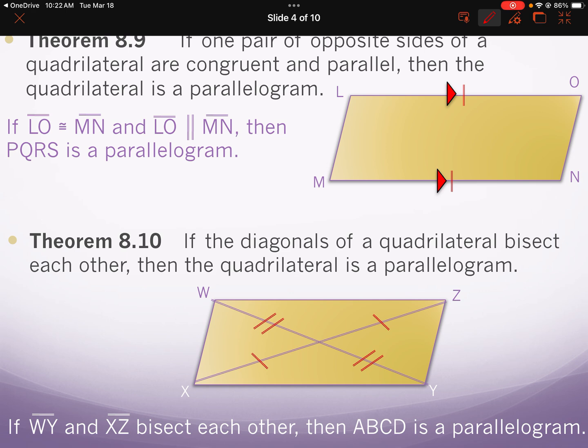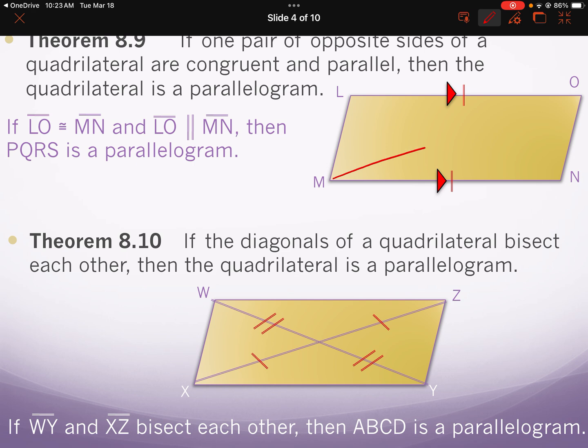Theorem 8.9 is a different type of theorem. If you notice, those previous 2 were converses of things we've already learned. This theorem 8.9 is really its own theorem. It says that if one pair of opposite sides of a quadrilateral are congruent and parallel, then the quadrilateral is a parallelogram. So you have to have the parallel marks and the congruent marks on the same pair of opposite sides. Doesn't matter if it's top and bottom or if it's left side and right side. That will force the shape to be a parallelogram.